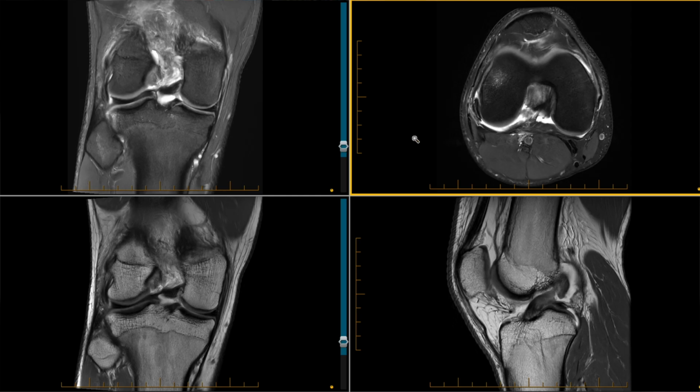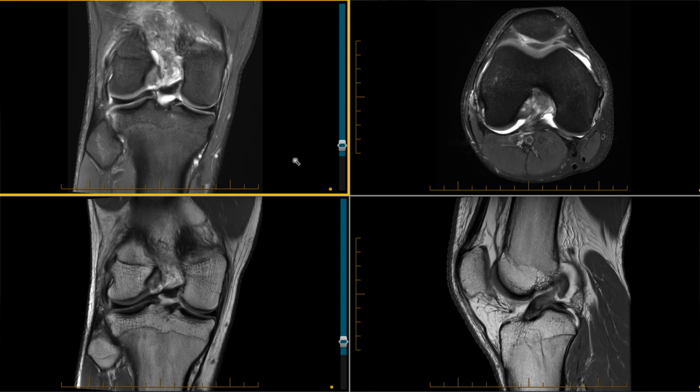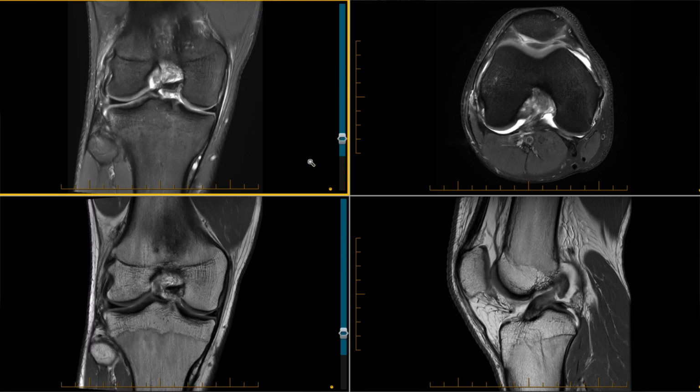And as you scroll on the axial images, this is the tear of the ACL through that area. And as you come proximally, you can see that fluid signal intensity cleft attaching onto the femoral footprint of the ACL, deeming this to be a type 2 displaced ACL tear.